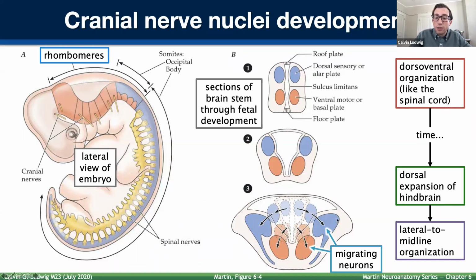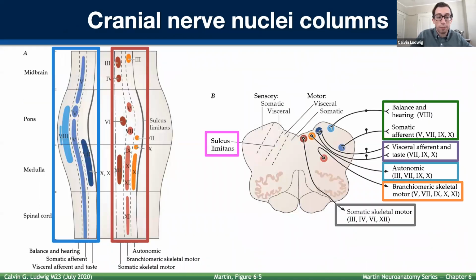The second difference is that the brainstem integrative nuclei derive from developing neurons of sensory and motor plates in the ventricular floor, and the immature neurons that give rise to these structures in the brainstem migrate, in teal here, the migrating neurons, to their destinations in dorsal and ventral regions. That only happens in the brainstem, not really in the spinal cord.